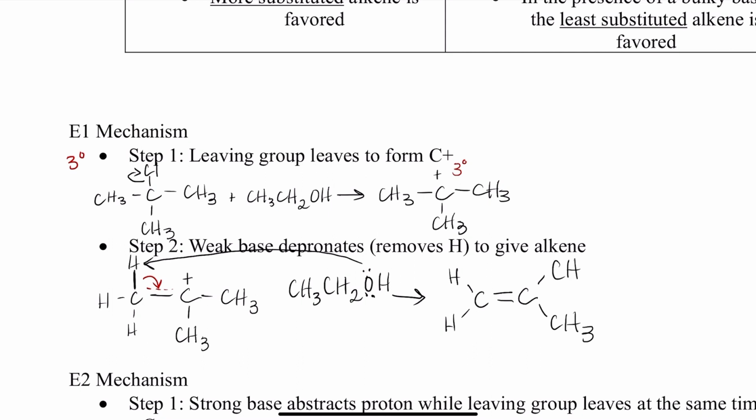And so we only have one final product because we only created one intermediate, but we can see that this is di-substituted since we have two alkyl groups attached to our double bond. So that is an example where we did not undergo any rearrangements because we were already tertiary. But let's go over an example where we should undergo a rearrangement.